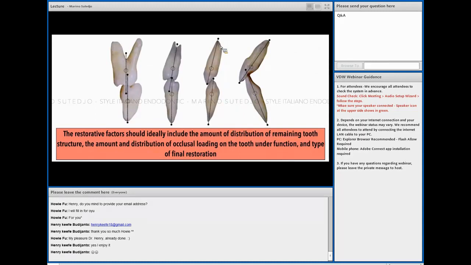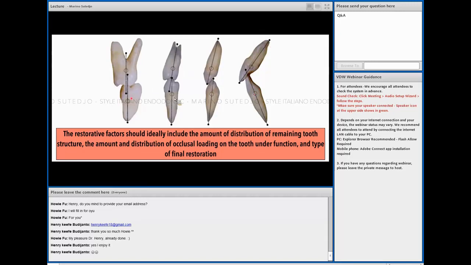It means it is the restorative function. Because we need to understand, if we do some endodontic treatment into some specific teeth and we want to restore it, we need to understand because each tooth is different. For example, the occlusal force from this side to this side, it is higher, goes to lower.